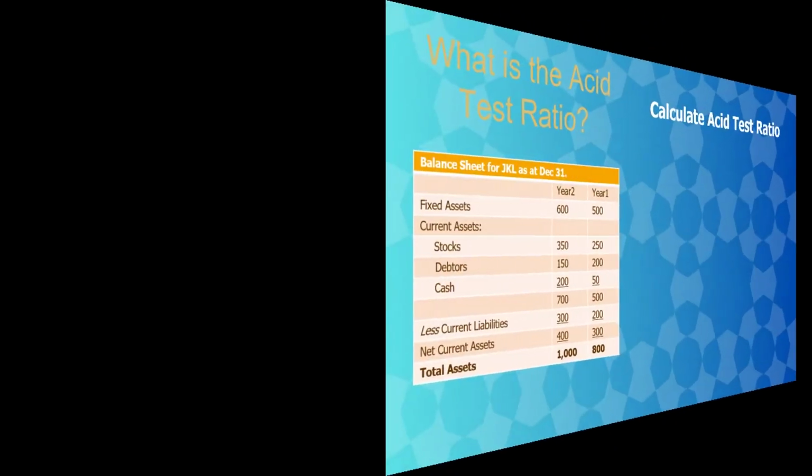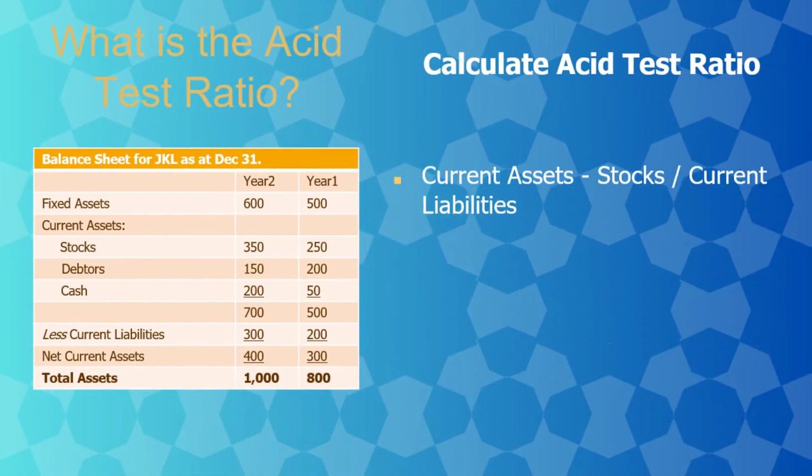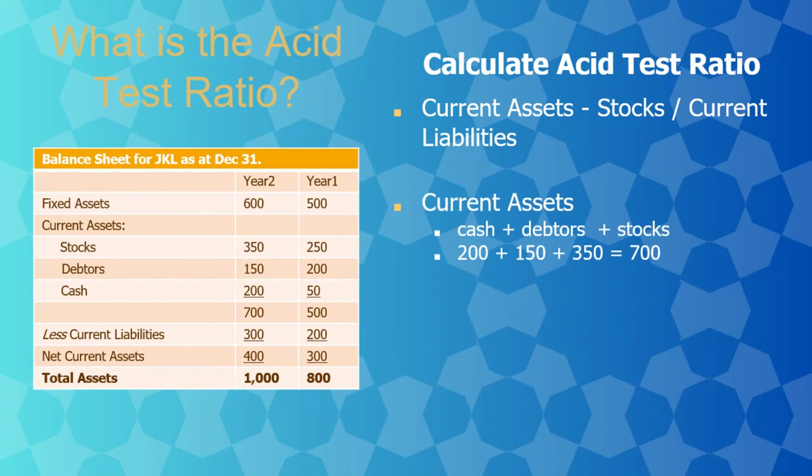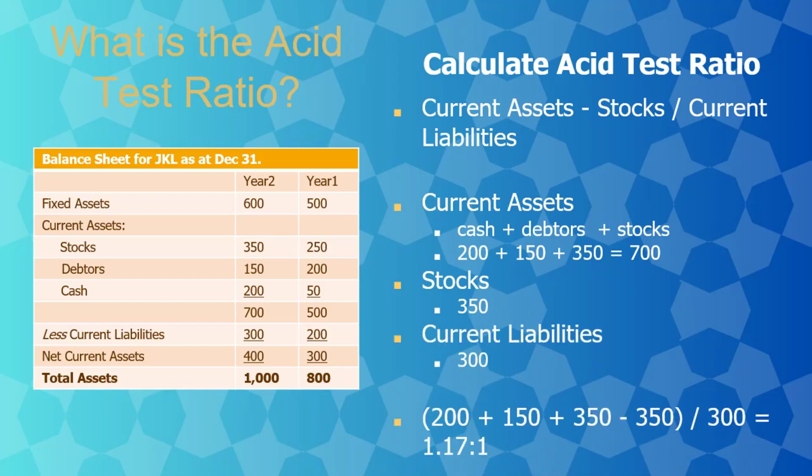To calculate the acid test ratio, subtract stocks from current assets and then divide by current liabilities. This ratio offers a clearer picture of a company's immediate liquidity. For example, with $700 in current assets, $350 in stocks, and $300 in liabilities, the acid test ratio would be 1.17:1, indicating the firm can cover its liabilities without relying on stock liquidation.